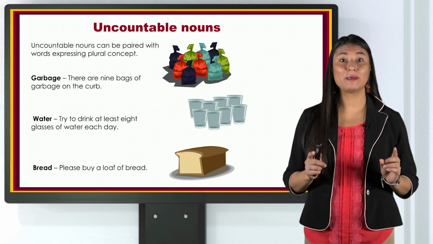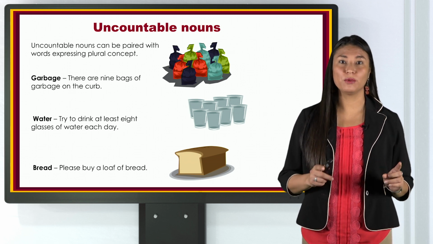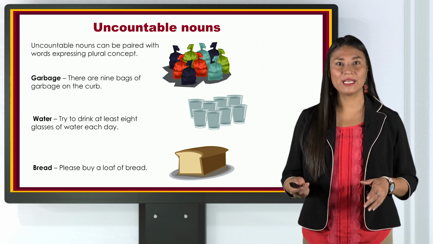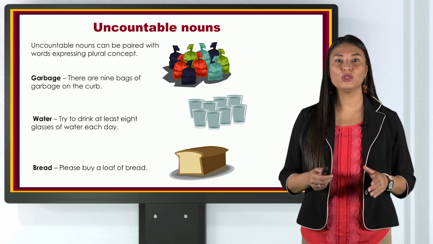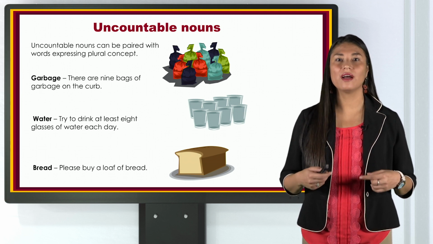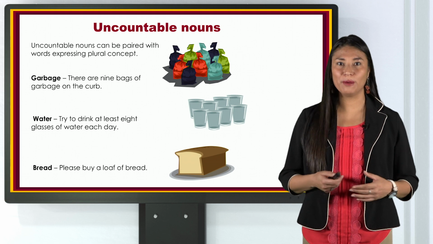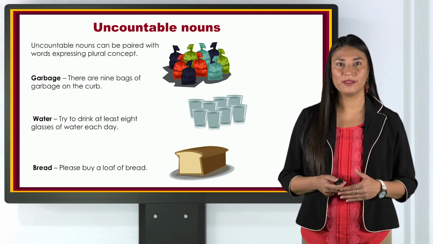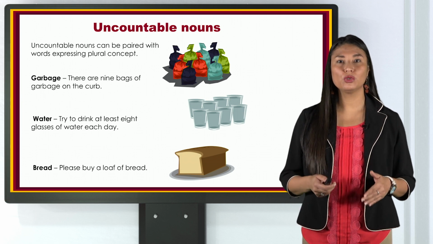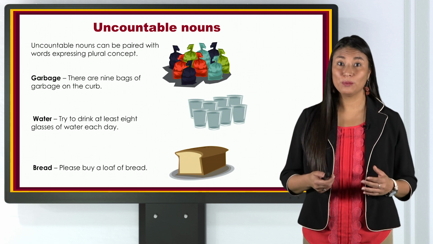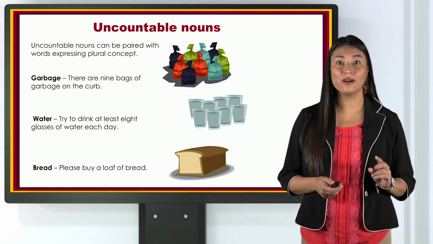Uncountable nouns can be paired with words expressing plural concepts. Using these words, we can make our own writing more specific. Here are some examples of how to form interesting sentences with uncountable nouns. Garbage: there are 9 bags of garbage on the curb. With water: try to drink at least 8 glasses of water each day. With bread: please bite a loaf of bread.